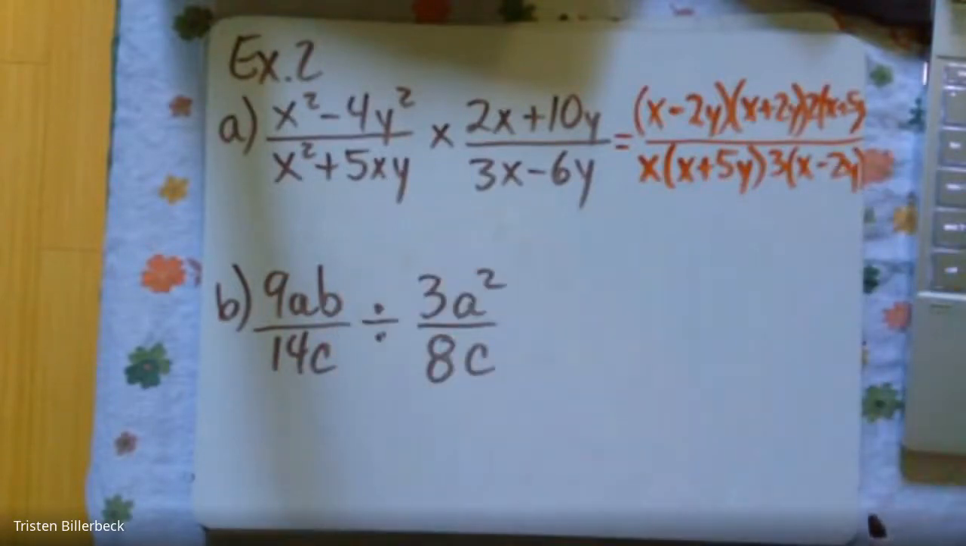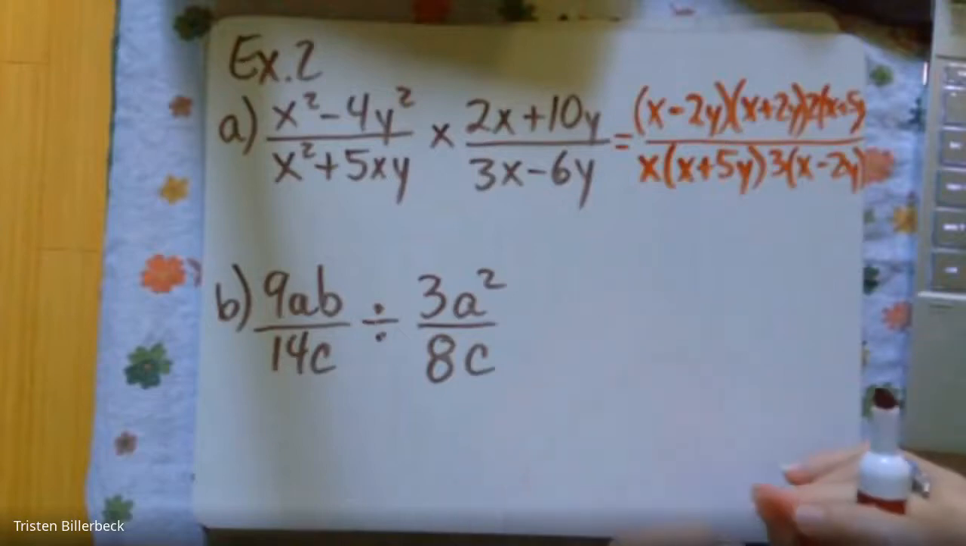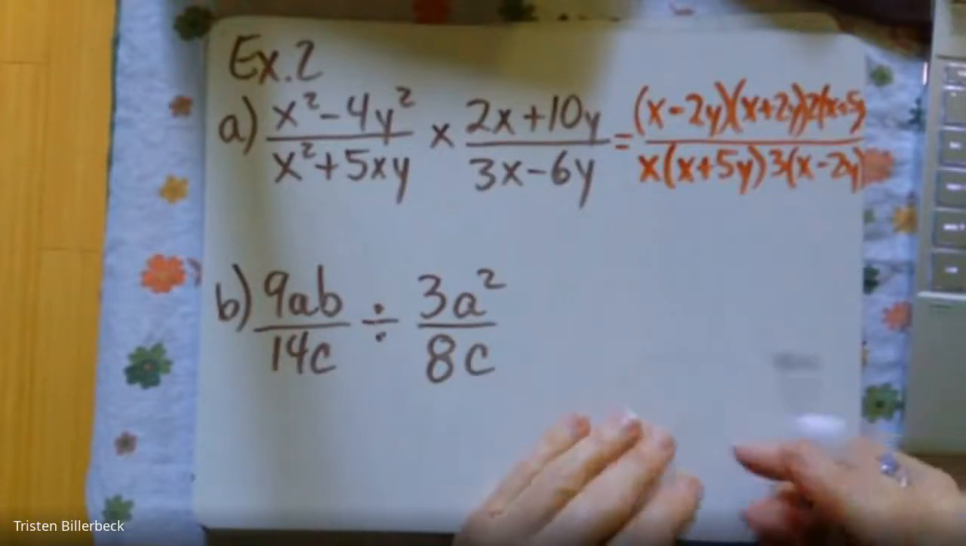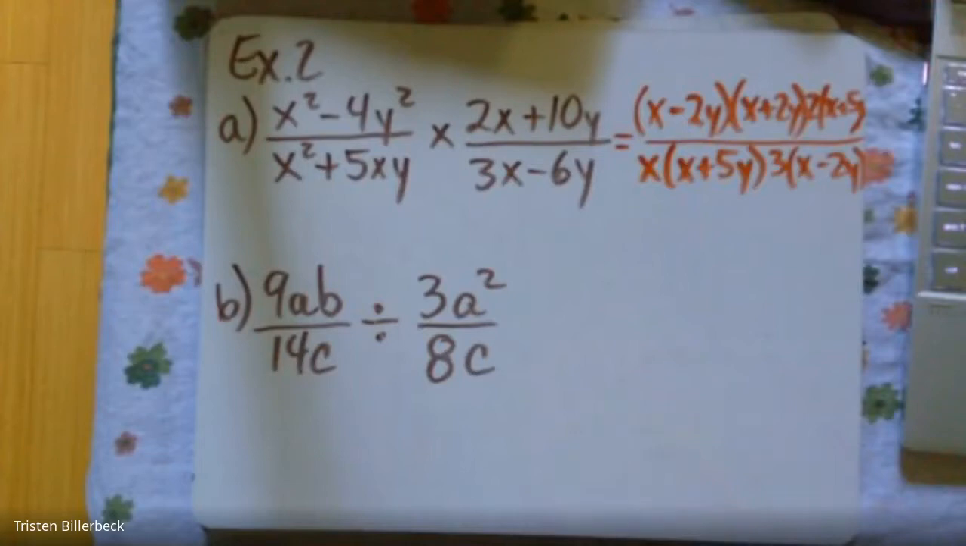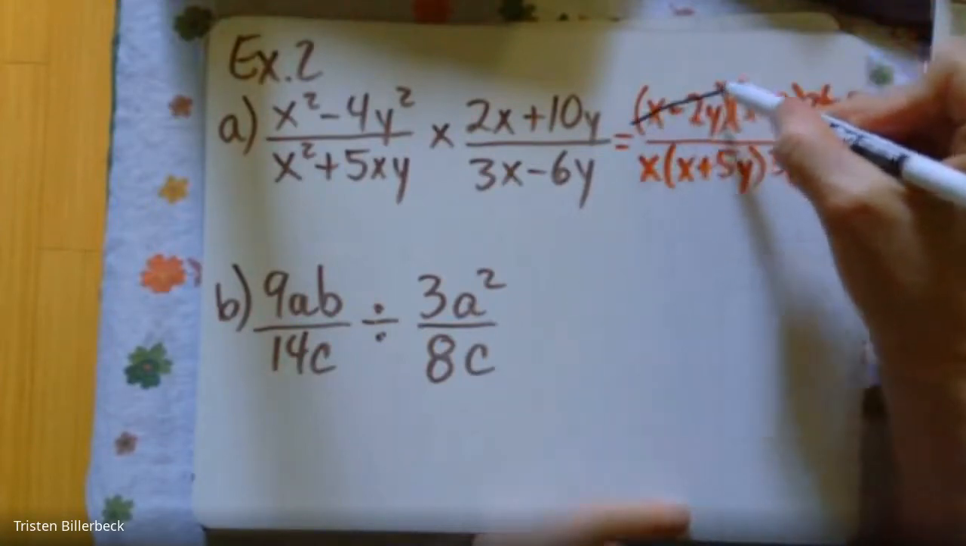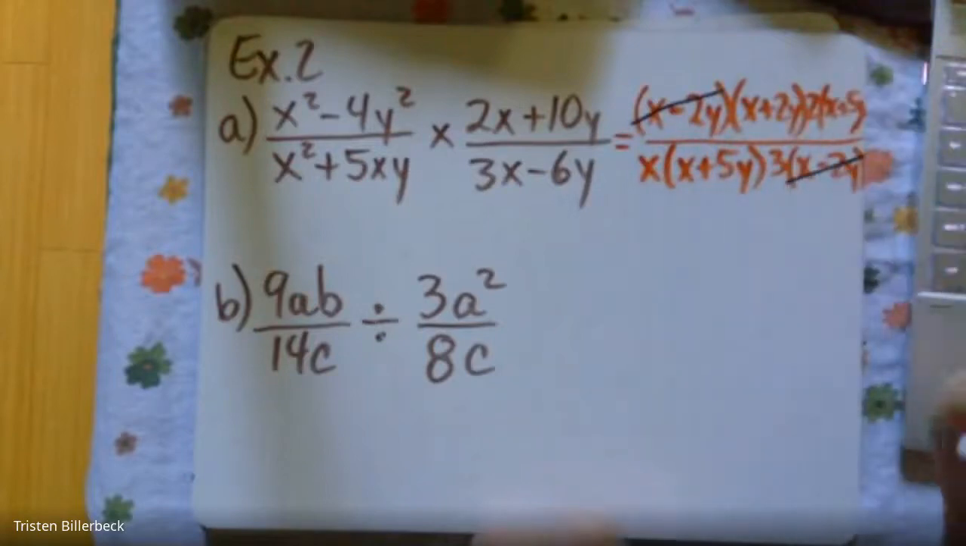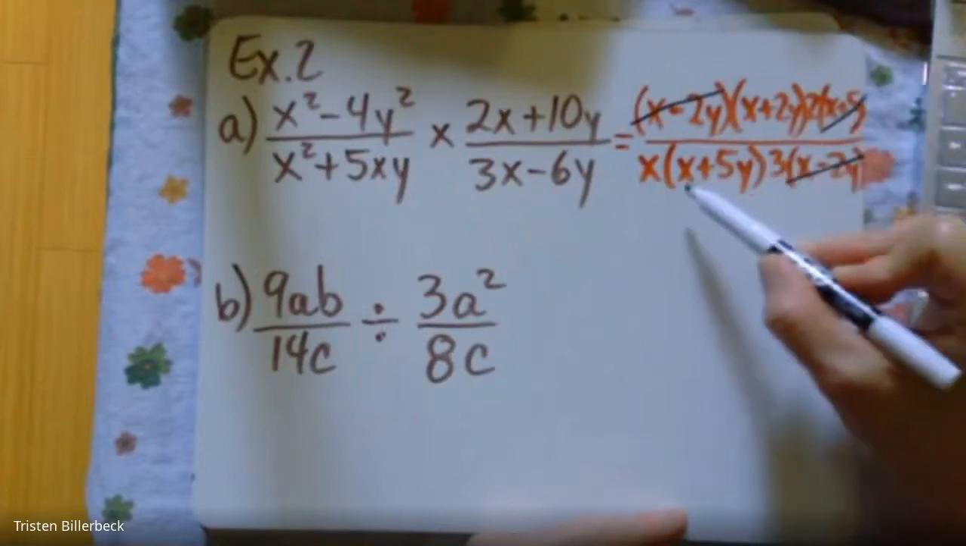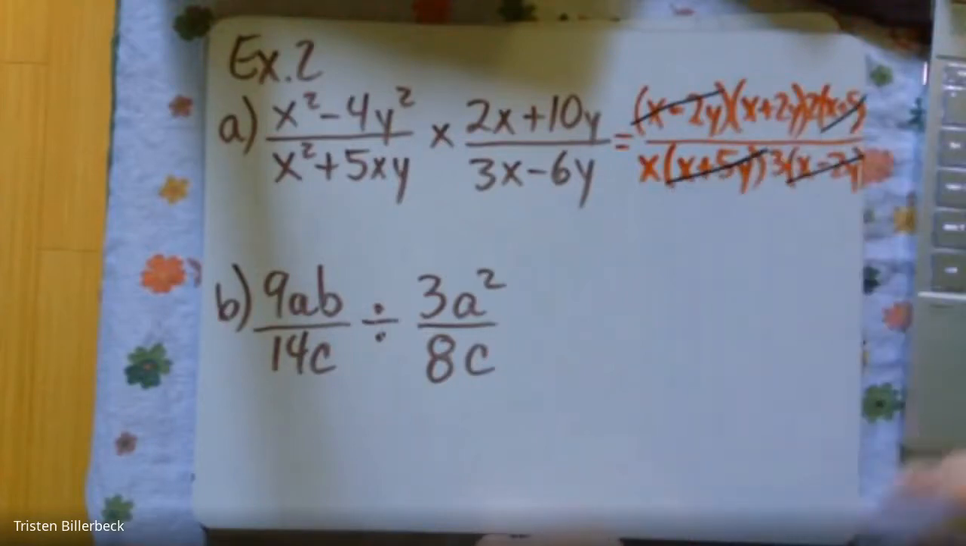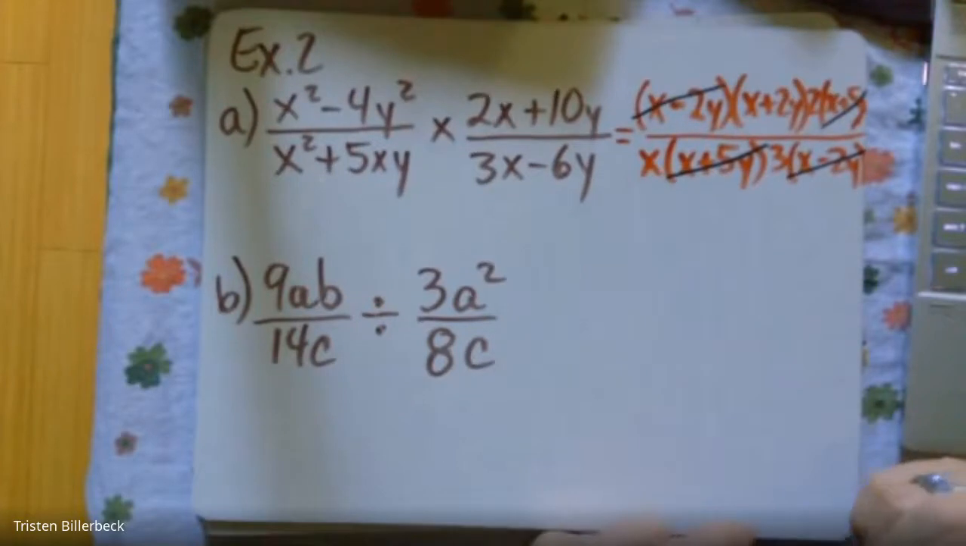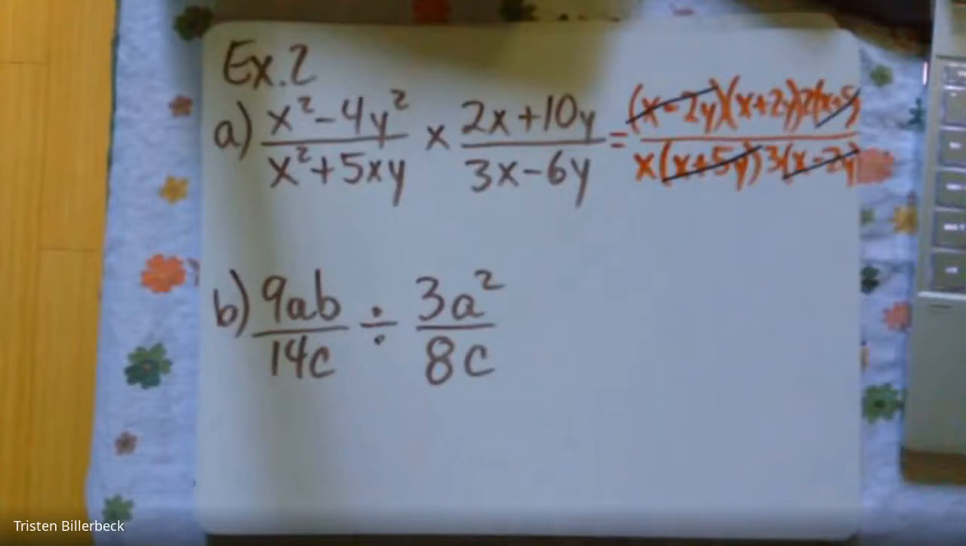Aha! Do you see them? We can cancel some things. They don't have to be right over each other. We can stretch it, can't we? So we can see there's an x minus 2y here and an x minus 2y there. Bye. And then there's an x plus 5y right there and an x plus 5y right there. Goodbye. And let's look at what's left. We have one of these left.